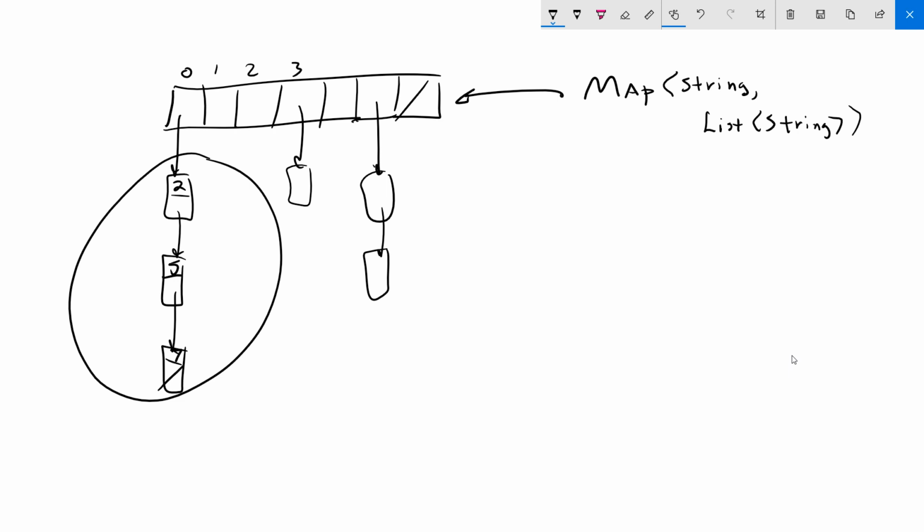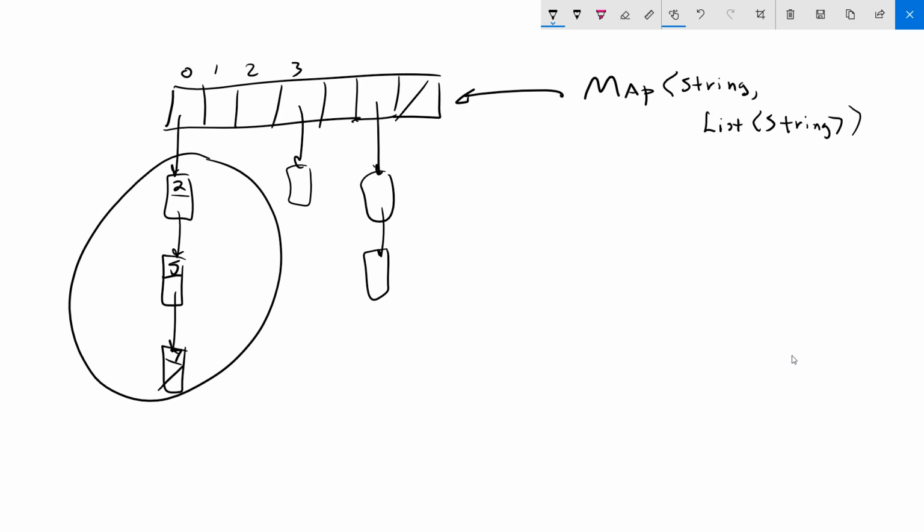Well, it's no bigger than V, but it would be an overestimate to say it's going to take V work to find all the edges out of vertex 0, and V work to find all the edges out of vertex 1, and V work to find all the edges out of vertex 2, because none of those lists are that long. So what does the cost of finding all the edges out of vertex 0 depend on? The number of edges out of 0.